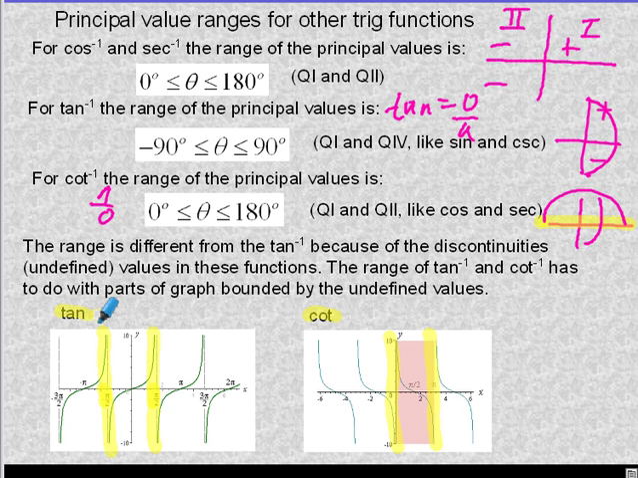So if you can kind of remember, tangent goes with sine and cosecant, and cotangent goes with cosine. So if anything, because it's a cotangent, maybe it'll help you remember cotangent and cosecant go together.